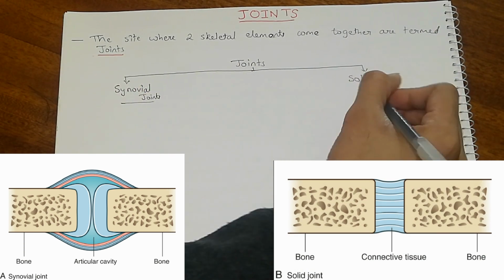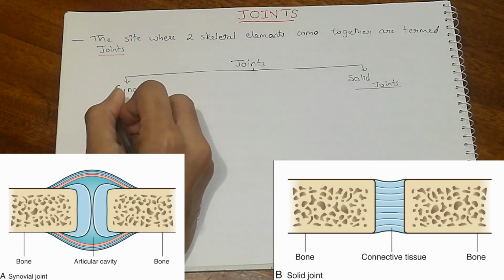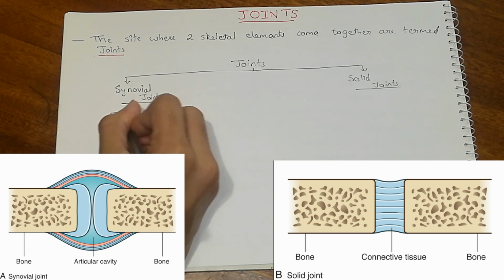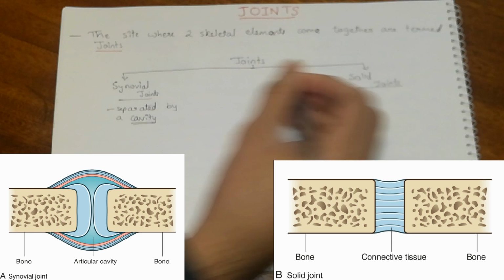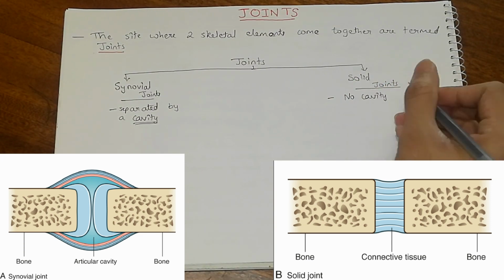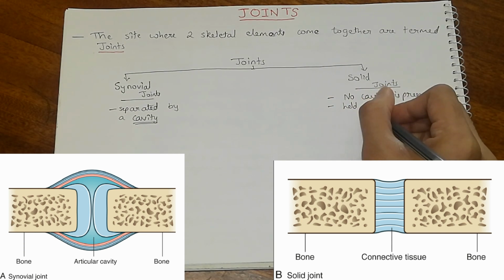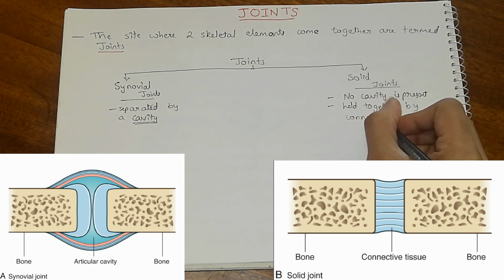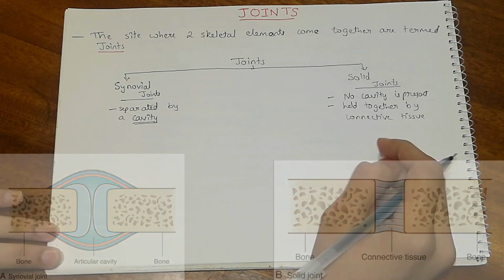Now in synovial joints, the skeletal elements are separated by a cavity. And in solid joints, there is no cavity present, and the components are held together by connective tissue.